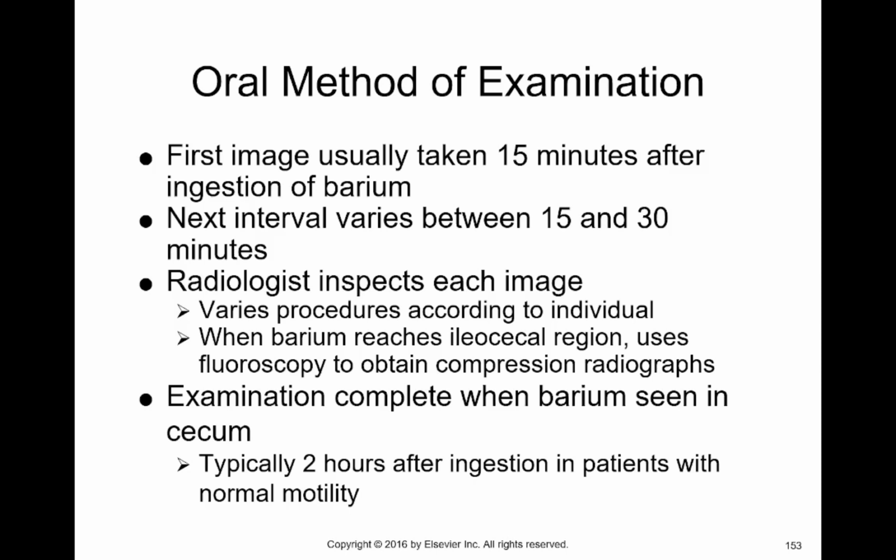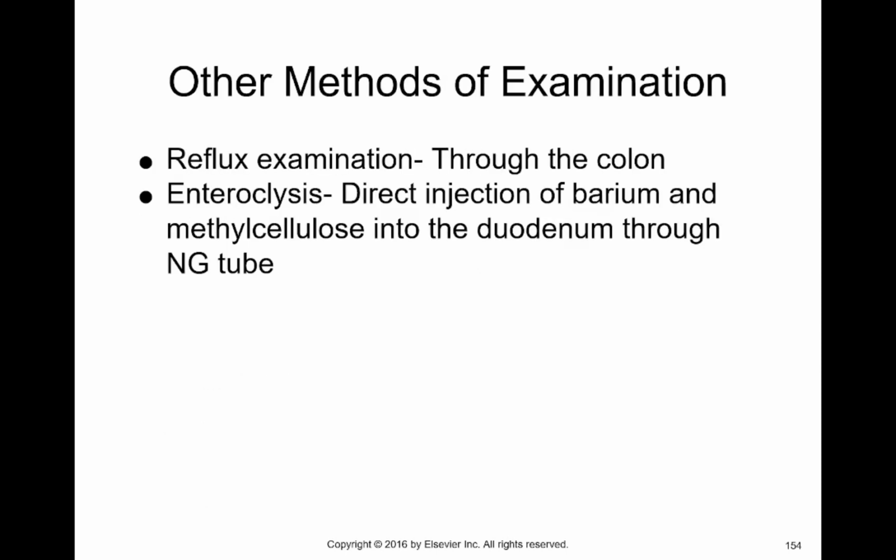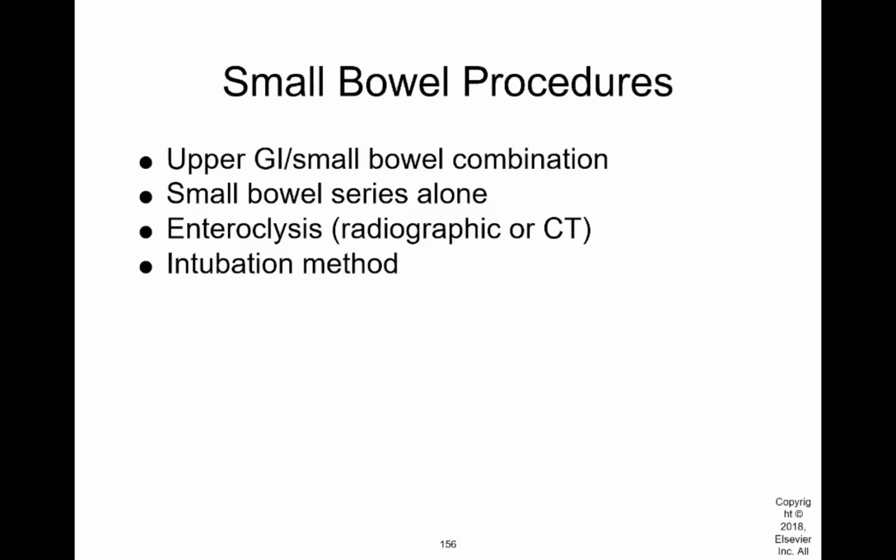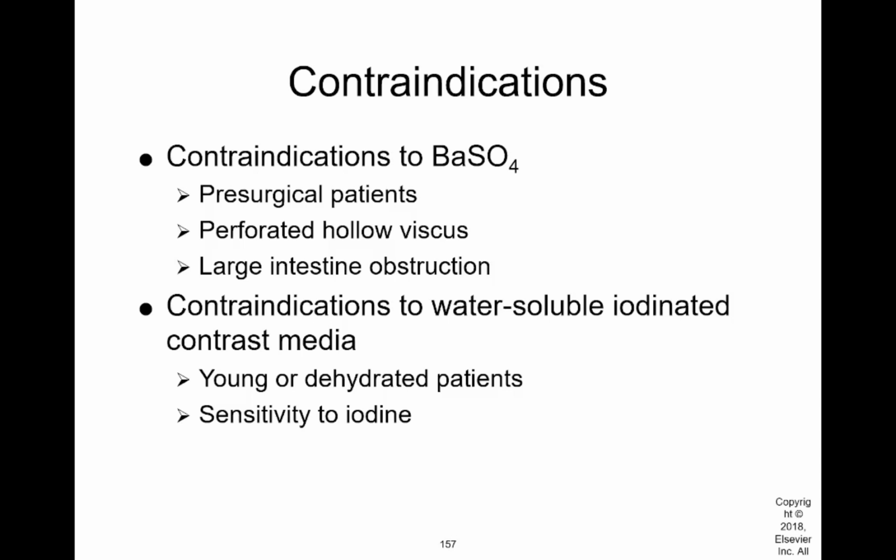So typically after a couple of hours, we should see some spillage over into the colon at that point. We talked about the reflux examination, enterocolitis. It's direct injection, and again, that's going to be alternating barium and methylcellulose through an NG tube or some sort of duodenal tube. Small bowel procedures, enterocolitis, just more of the same thing.